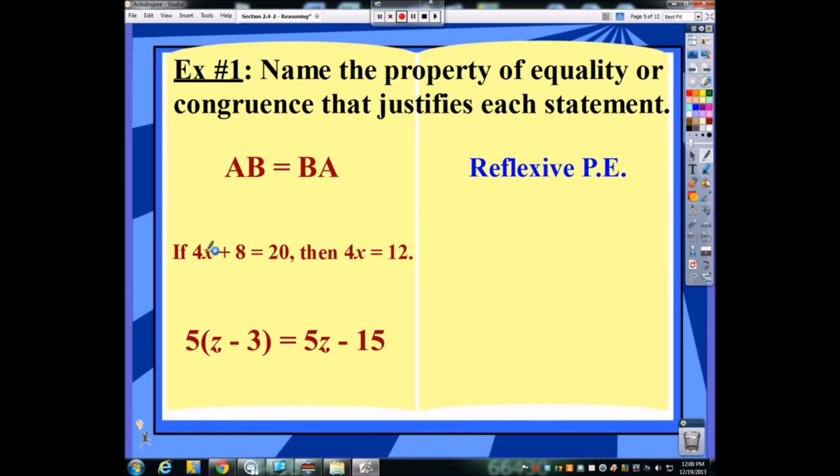All right, the second one here. If 4x plus 8 is equal to 20, then 4x is equal to 12. So we need to see this. This is kind of the beginning, and here's the ending. And we need to figure out what happened between the beginning and the end.